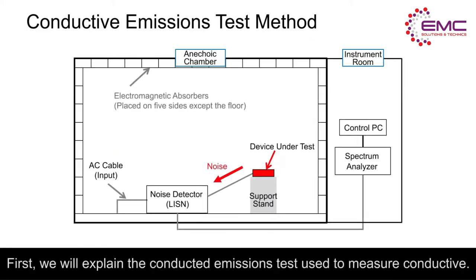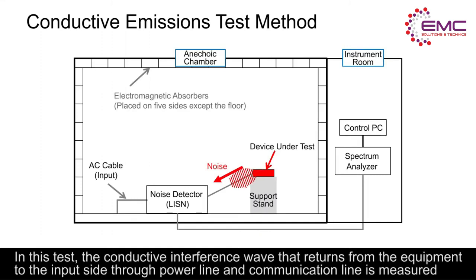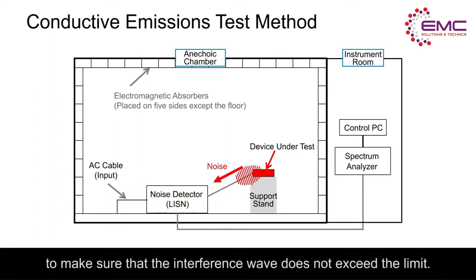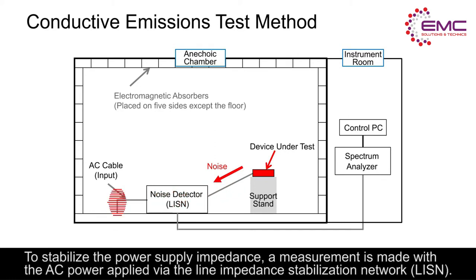First, we will explain the conductive emissions test used to measure conductive emission. In this test, the conductive interference wave that returns from the equipment to the input side through power line and communication line is measured to make sure that the interference wave does not exceed the limit. To stabilize the power supply impedance, a measurement is made with the AC power applied via the line impedance stabilization network.